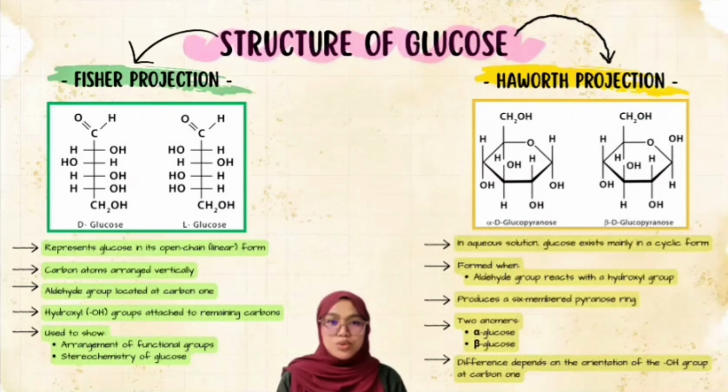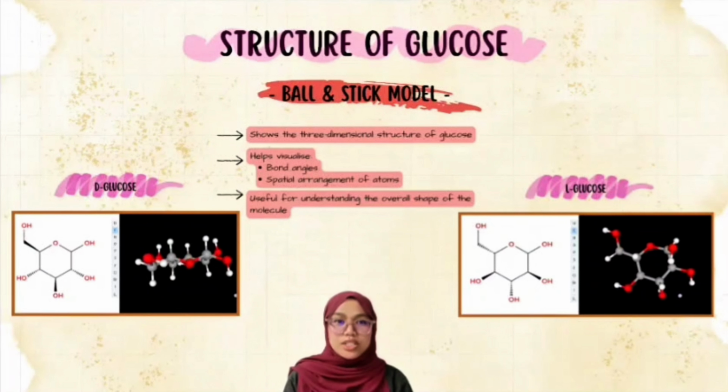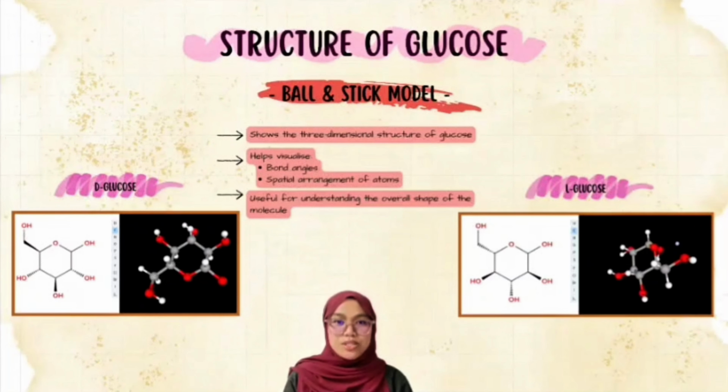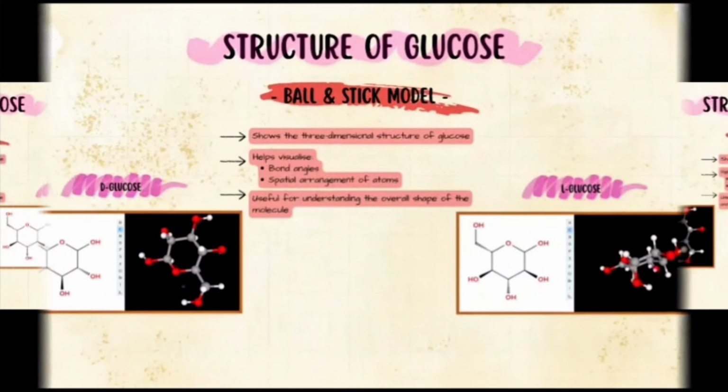In aqueous solution, glucose usually exists in a cyclic form rather than a linear one. This cyclic structure is represented using the Haworth projection. In this form, the aldehyde group reacts with the hydroxy group to form a 6-membered ring known as a pyranose ring. Glucose can exist as two anomers, alpha glucose and beta glucose, depending on the orientation of the hydroxy group at carbon 1. Another way to visualize the structure of glucose is the ball and stick model. This model shows the two-dimensional arrangement of atoms and bonds, making it easier to see bond angles and the overall shape of the glucose molecule.